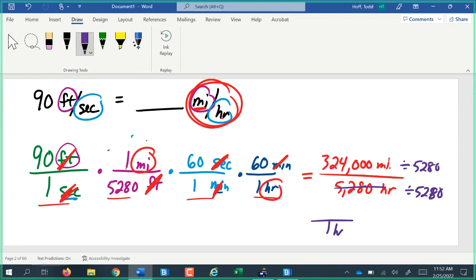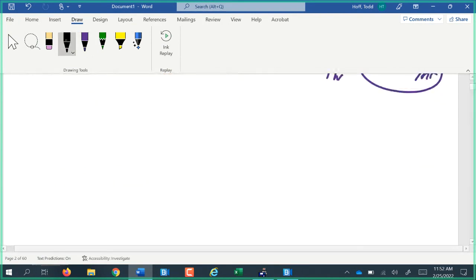324,000 miles divided by 5,280 is, what is that? 61.36, I believe, miles. So that is 61.36 miles per hour is that rate. At my age, that's probably starting to get to be a little bit of a stretch. I could probably still throw that fast, but I'd have to warm up for quite a bit and probably only throw 1 or 2. And my arm would probably hurt for a week.